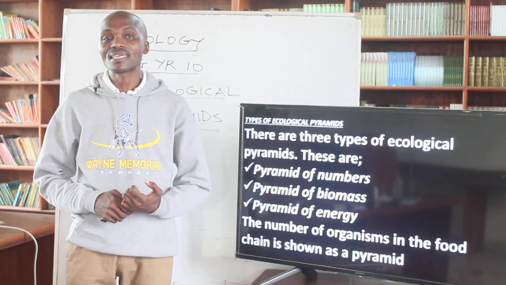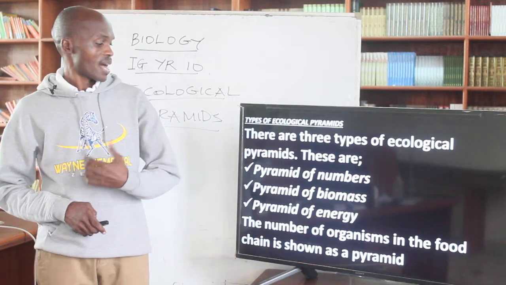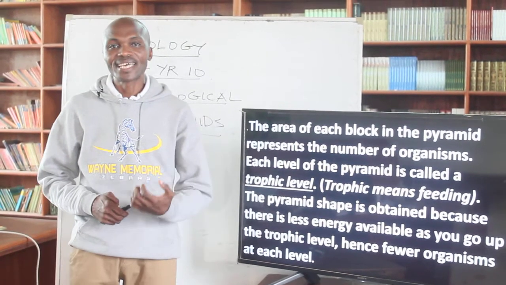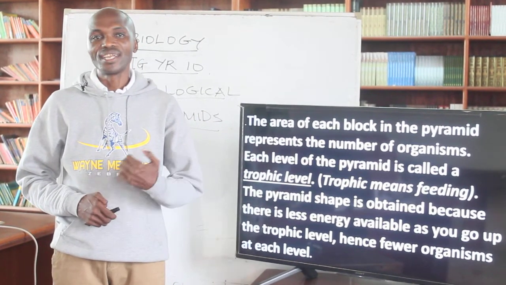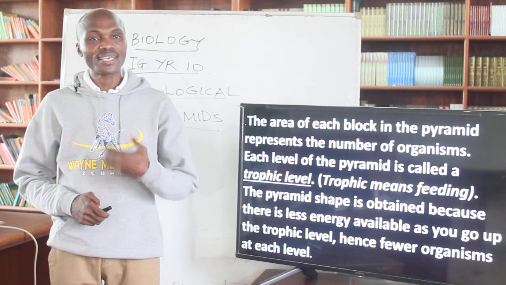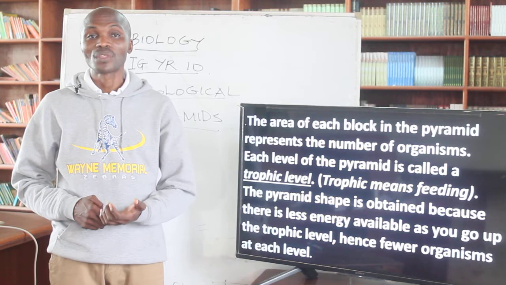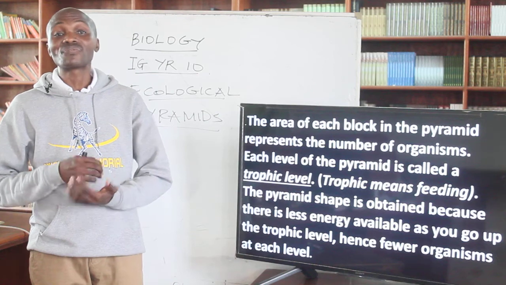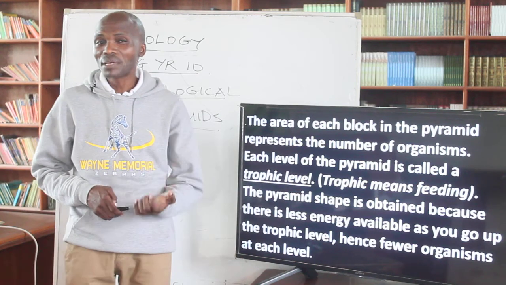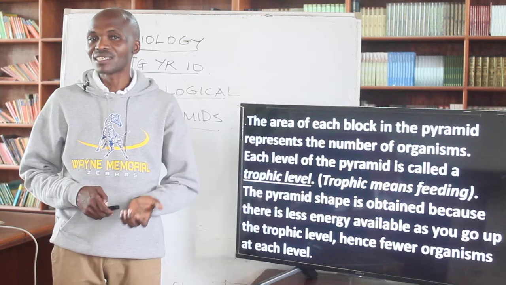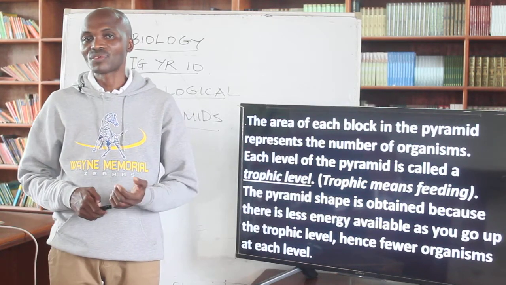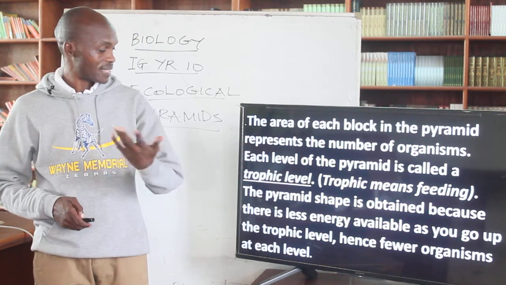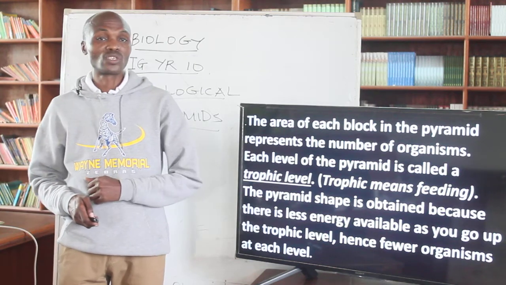The number of organisms in the food chain is also shown as a pyramid. The area of each block in the pyramid represents the number of organisms in each trophic level. Now, each trophic level is actually a feeding level. So when we talk about different trophic levels, we imply different feeding levels in the ecosystem. The pyramid shape is obtained because there is less energy available as you move up the trophic levels, and therefore few organisms are present at each particular level. We'll be seeing later how to get that kind of shape.